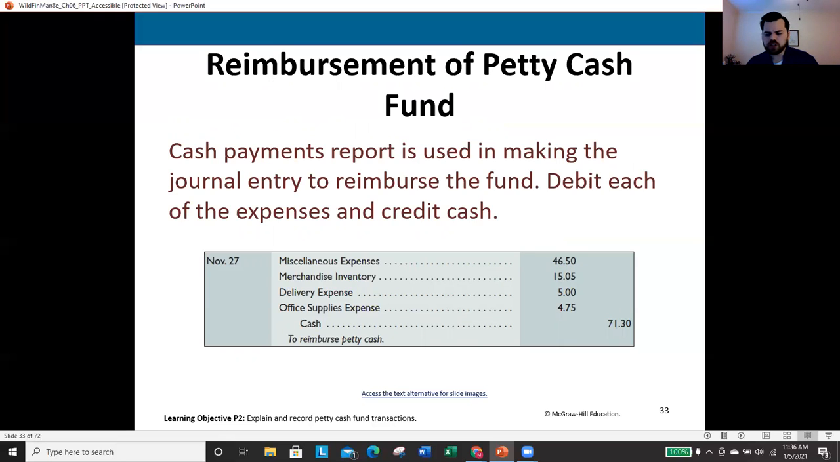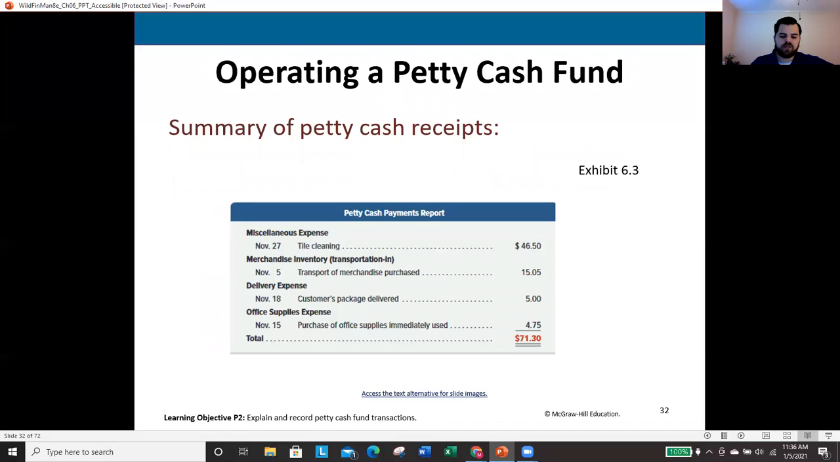So first things first, we need to reimburse the petty cash fund. Here, cash payments will be reported and are used to make the journal entry to reimburse the fund. I want to point out a couple of things here. We're going to simply debit each of the expenses and credit cash, but notice one of these. Okay, miscellaneous expense, $46.50. But notice the merchandise inventory for $15.05. What was that for? Okay, that was the transport of merchandise purchased.